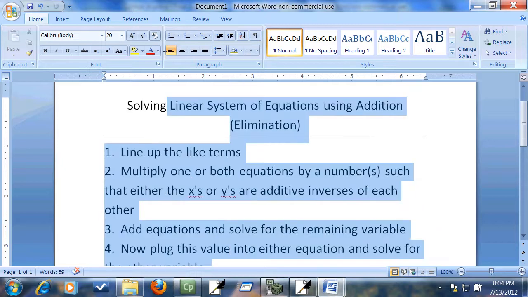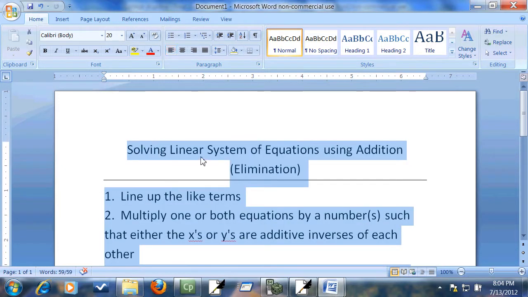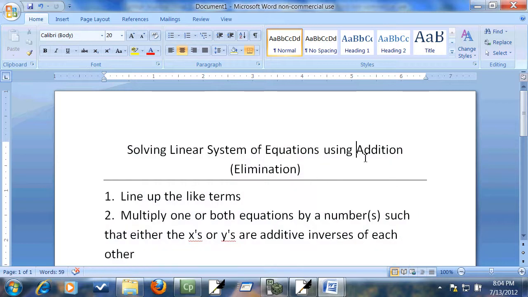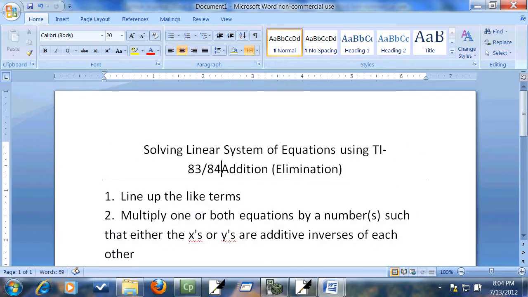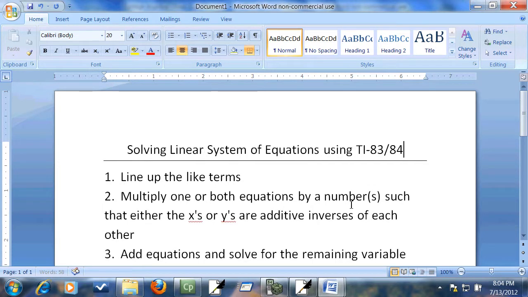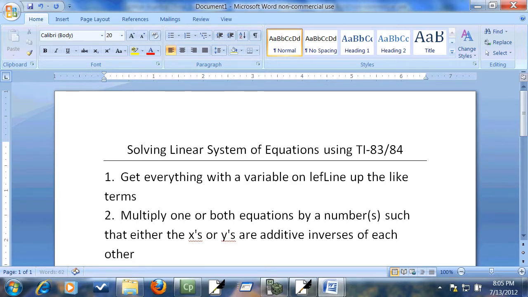Easiest one last. Okay, solving linear systems of equations using the TI-83, 84. Okay, step 1. Get everything with a variable on the left side, numbers on the right side, and line up the like terms.